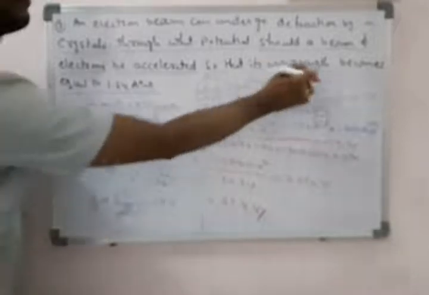So this is the potential required: the electrons must be accelerated to this potential so that the wavelength becomes 1.54 angstroms. Okay, in total there are just one or two problems of this type. Just remember these two formulas separately. Okay.